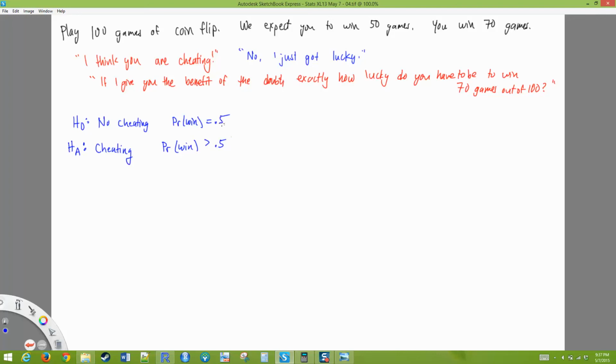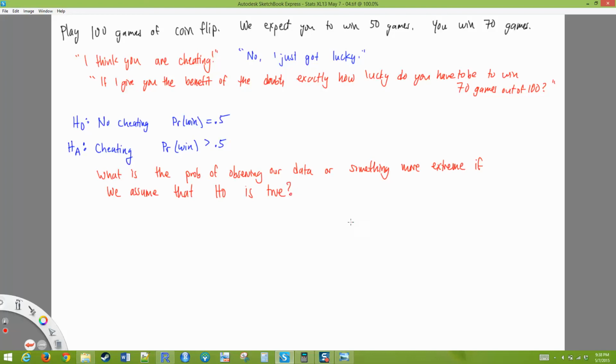So for argument's sake, let's say you aren't cheating. Let's say the game is fair. How likely is it that a person who's playing the game fairly will win 70 games out of 100? Really, what we should be asking is 70 games or more, because we're asking what's the probability of seeing the data, winning 70 games out of 100, or something more extreme, if the null hypothesis is true. So we ask, what is the probability of observing our data or something more extreme if we assume that the null hypothesis is true.